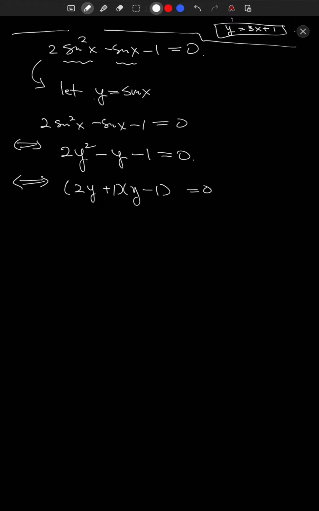One thing to remember, when you factor, you can always check your answer. Did I factor this correctly? Well, 2y times y gives me a 2y squared. 2y times minus 1 gives me a negative 2y. 1 times y gives me a plus y, so minus 2y from the previous one plus y gives me minus y, so I have this term right here in the middle. And then 1 times minus 1 gives me negative 1, which gives me that term. So it looks okay.